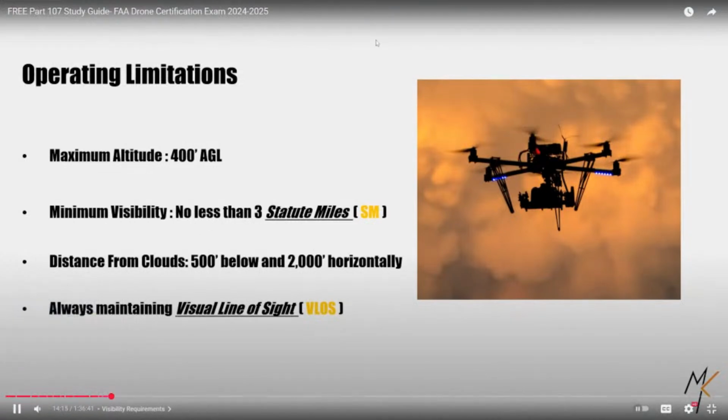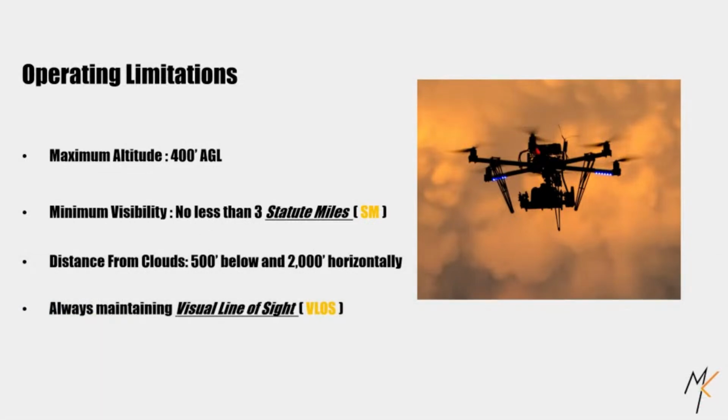If there is a slight fog, but you can still see more than 3 miles away from where you are, then you're good to go. You can fly the drone.